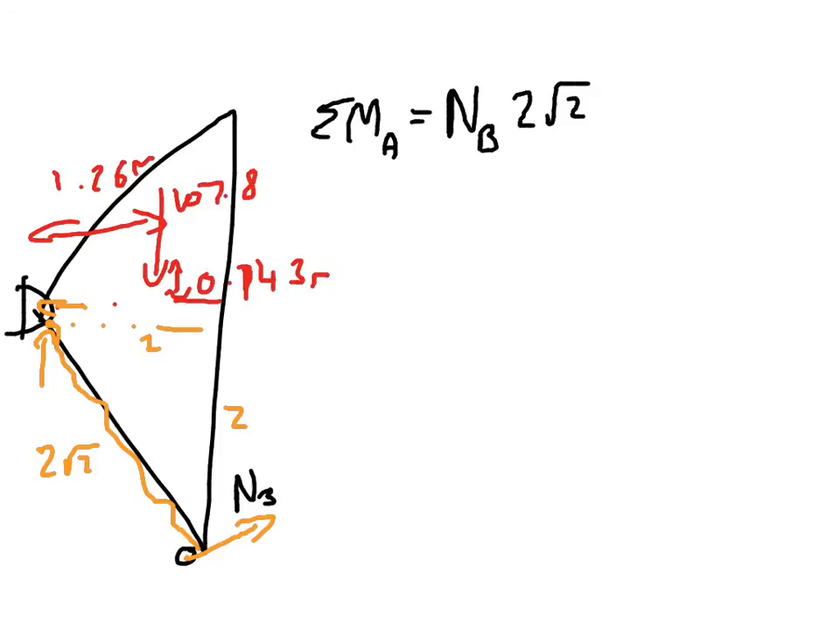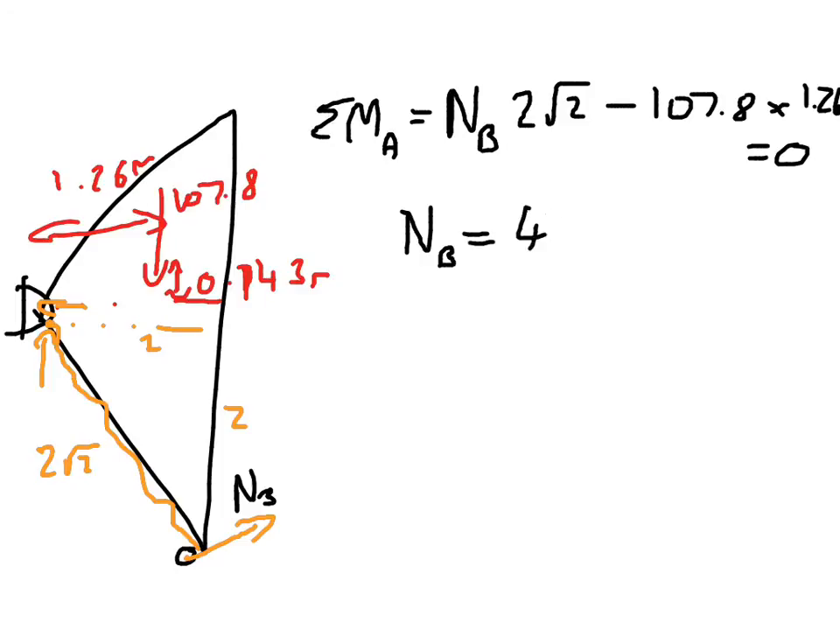And then we've got that force. We've also got our weight, which is 107.8, and that perpendicular distance from A is going to be its x position, 1.26 metres, and that all has to equal 0. Apologies, I can't get that on the same line. We can rearrange that. We can find our contact force is equal to 47.9 newtons.